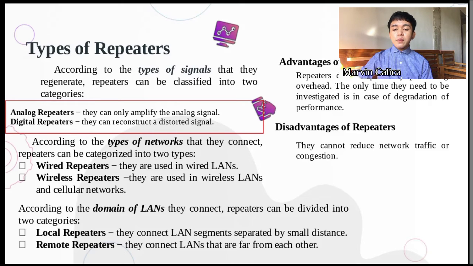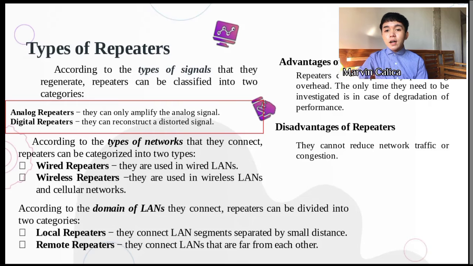And when it comes to the types of networks that they connect, repeaters can be categorized into two types: wired repeaters and wireless repeaters. With the word itself, wired repeaters are used in wired local area networks like switches and hubs, while wireless repeaters are used in wireless local area networks like cellular networks, like our SIM cards, cell phones.